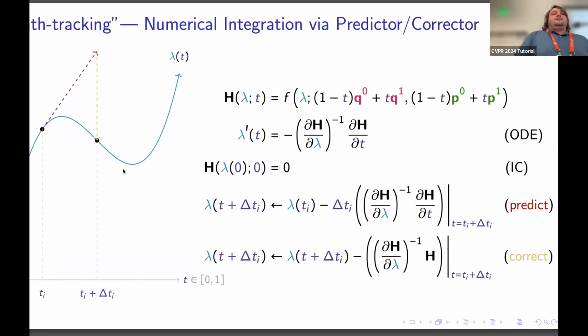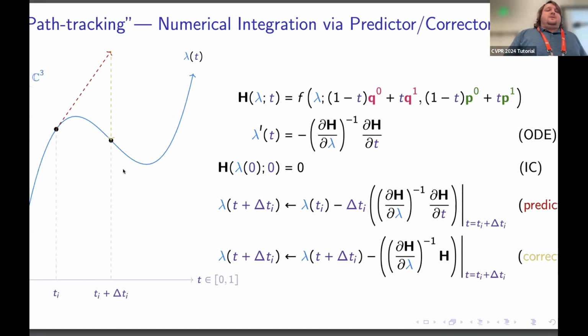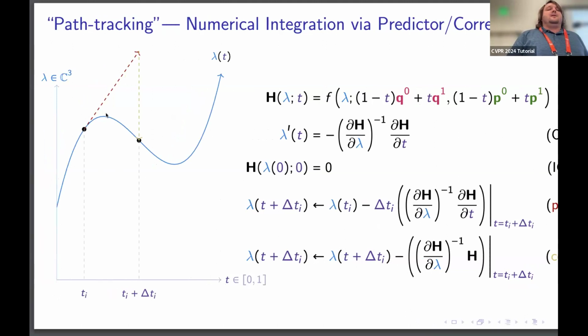And now the idea is we're going to try to estimate points along a solution curve. So here's my solution function, lambda of t. How does the solution change with respect to t? And suppose I know an exact solution at some time, ti. How would I get a solution at time ti plus delta ti, where delta ti is some step size?